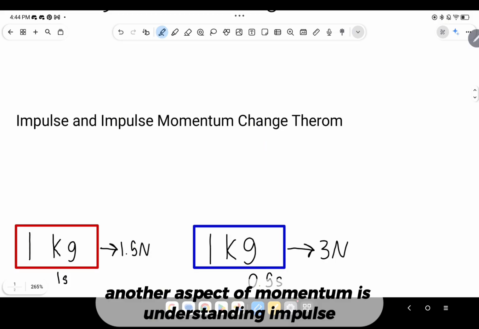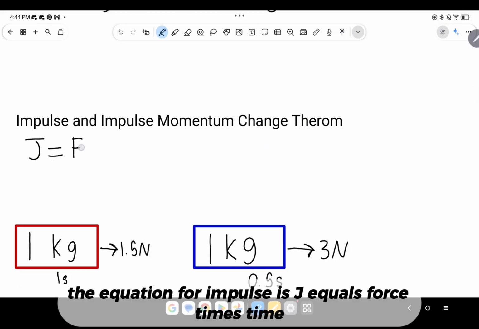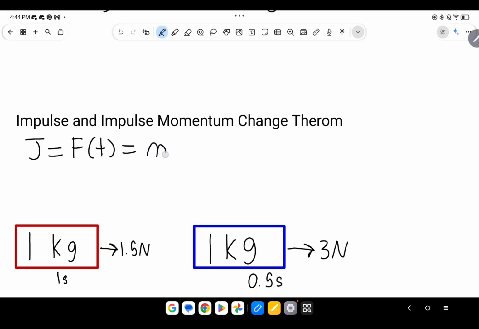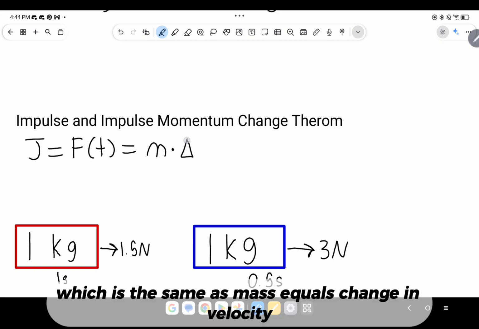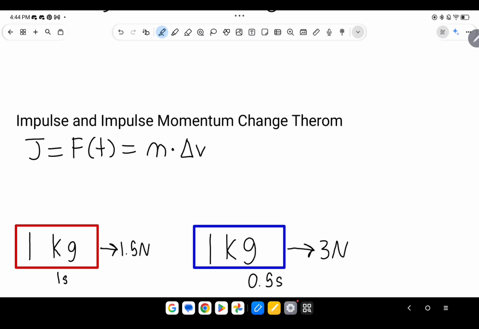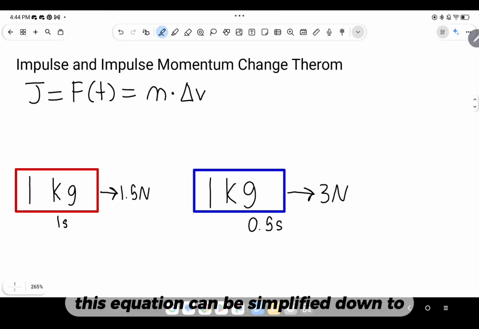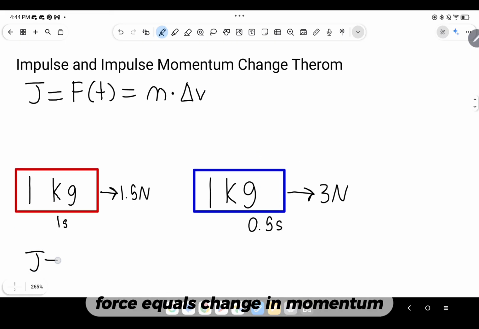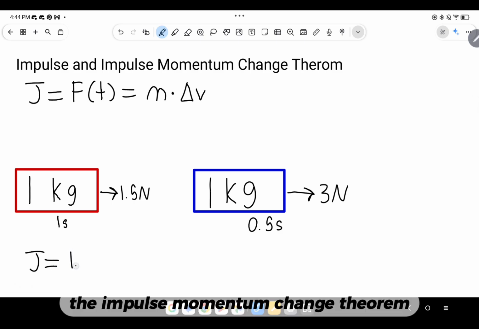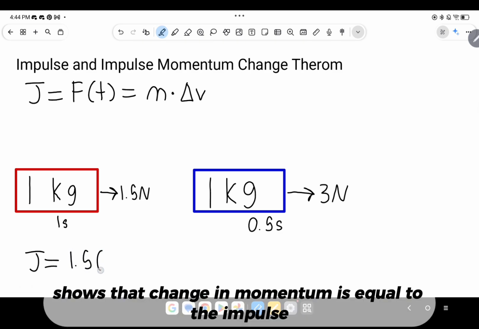Another aspect of momentum is understanding impulse. The equation for impulse is J equals force times time, which is the same as mass times change in velocity. This equation can be simplified down to force times time equals change in momentum. The impulse momentum change theorem shows that change in momentum is equal to the impulse.